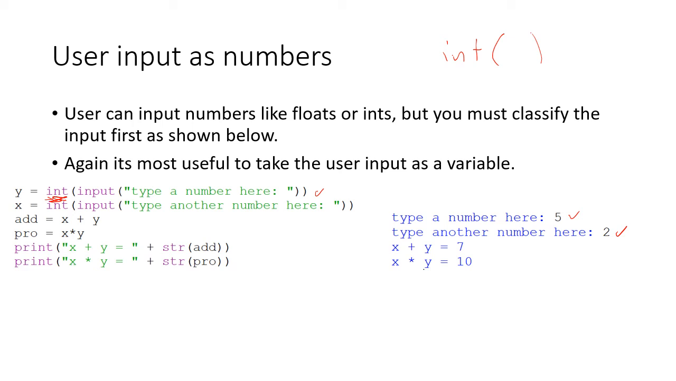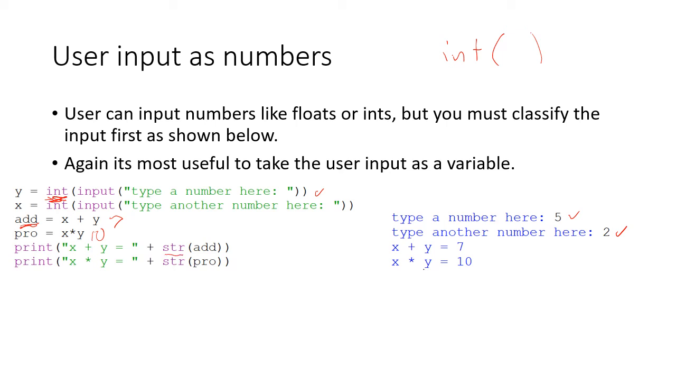So we're creating a new variable called add, and that add is going to be equal to x plus y. So add right here will be equal to 7 in the case of what I'm doing over here. And then I did pro for product, so x times y, so 5 times 2 will be 10. So now I print x plus y equals.